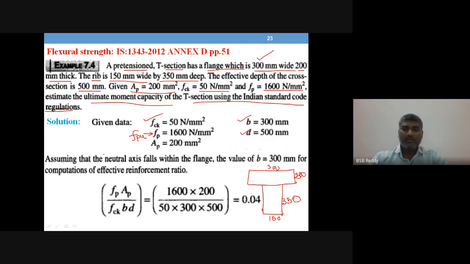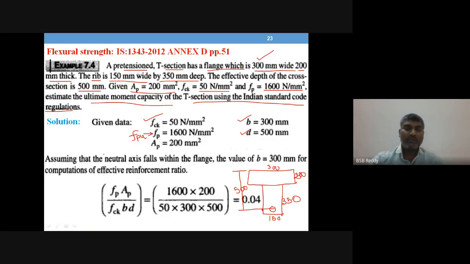So the effective depth of the cross section is 500 mm. I mean from here, this is 350 plus 200, 550. So steel is at 50 mm from bottom. Effective cover again is 50 mm. This is 500. Okay, effective depth.